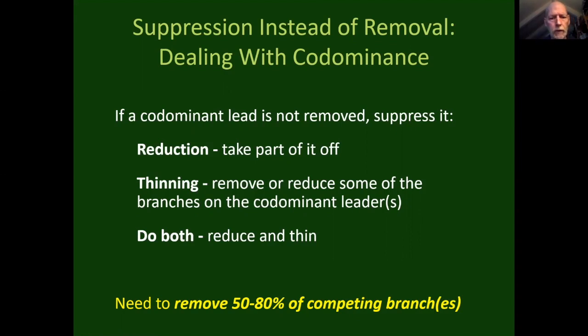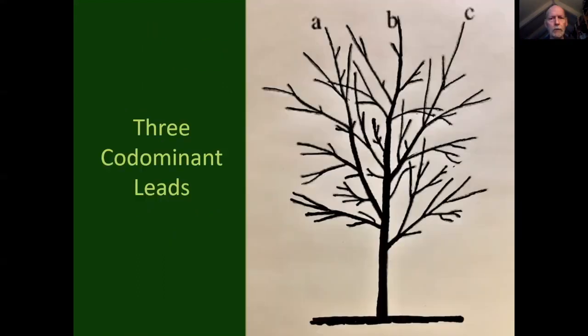The issue with it really is that you have to take a lot off a branch that's exhibiting codominance so that it gets the message, I'm no longer in competition to be the leader. We'll kind of go through a scenario here. We have a tree that has codominance here and here. This is the one you'd obviously pick to be your leader because it has the most continuous line from the base of the tree all the way up. But these two are competing with it.